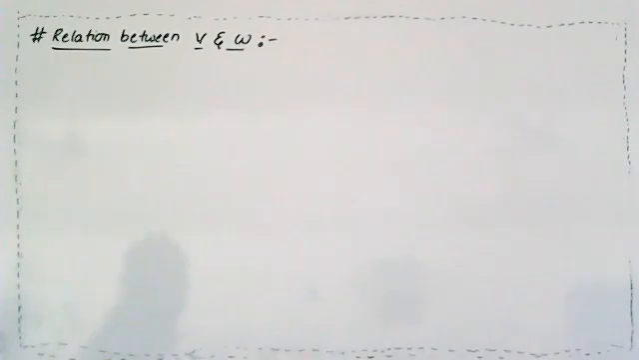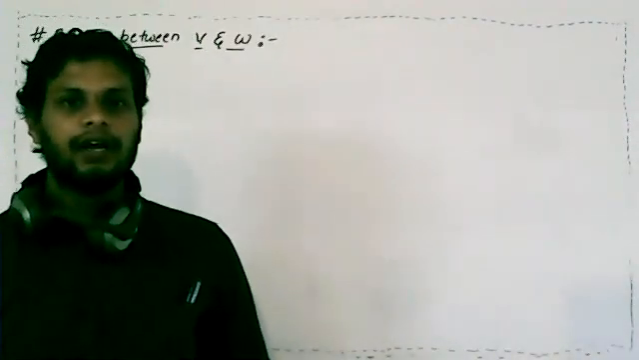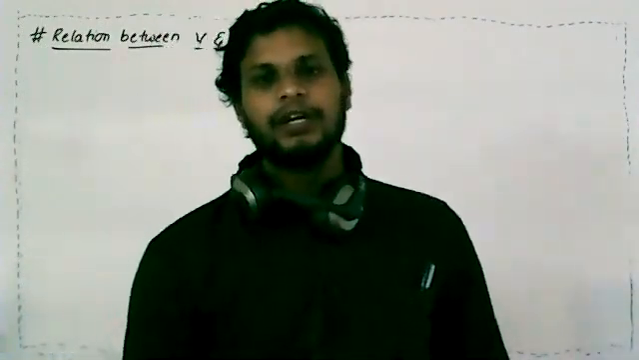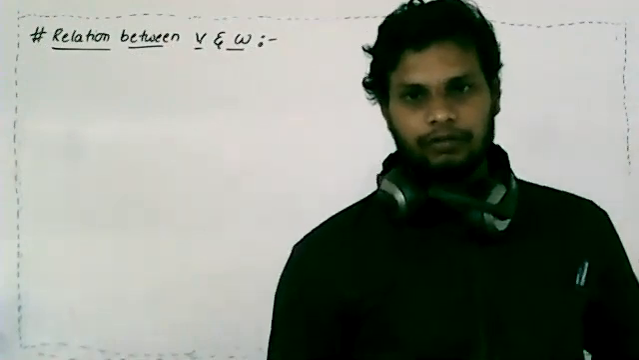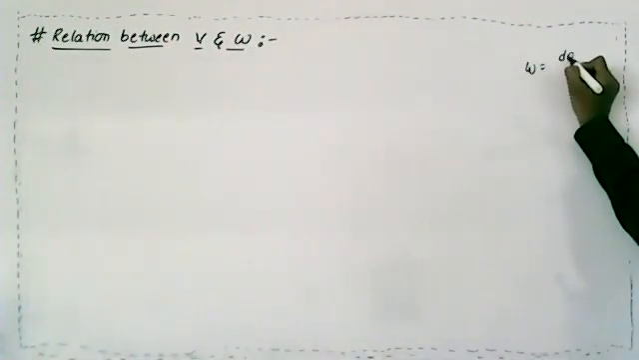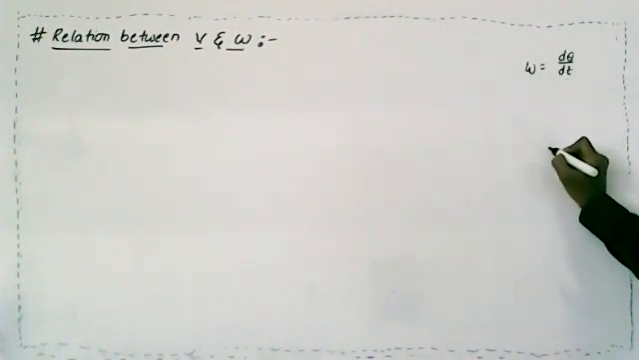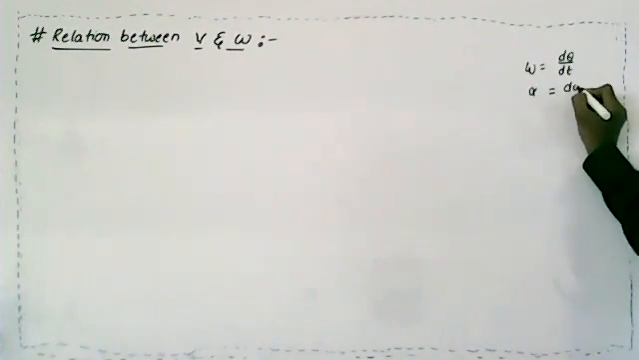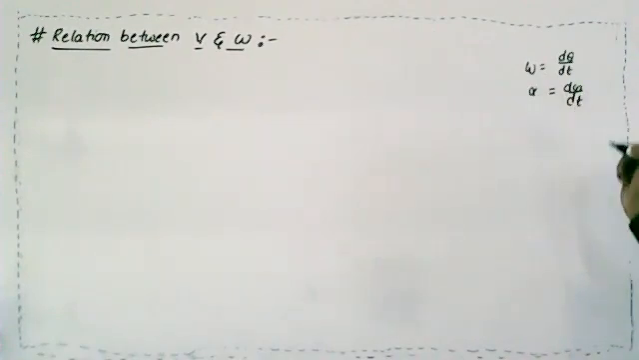Hello students. Yesterday we discussed linear velocity, angular acceleration, and the relation between the equations for linear velocity and angular velocity. We discussed that angular velocity omega is equal to the rate of change of angular displacement, and angular acceleration alpha is equal to the rate of change of angular velocity. So we discussed these concepts yesterday.